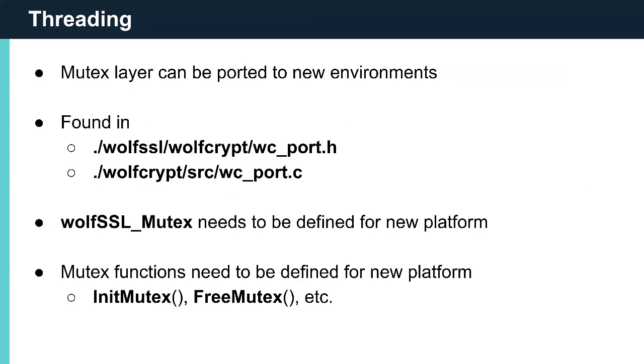You can also, if you do have mutex locking available, port our mutex layer over to match your needs. If you look in wolfssl/wolfcrypt/wc_port.h and wolfcrypt/src/wc_port.c, you'll find our existing mutex layers. We have a function called wolfSSL_Mutex, which will need to be defined for a new platform. And then a couple additional functions called InitMutex and FreeMutex. I think there's a couple that follow that same pattern.